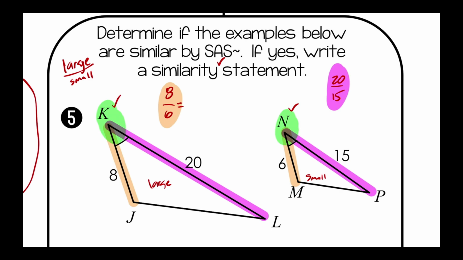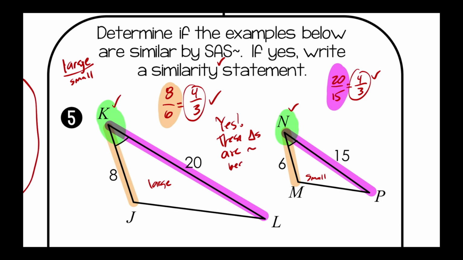So if I do 8 over 6 and divide by 2, that's 4 over 3. If I do 20 over 15 and divide those by 5, that's 4 over 3. And look at that, they are the same. So now we have two pairs of sides that are proportional, and we have the angle in between them equal, so we can say yes, these triangles are similar because of SAS similarity. Yay. That's all you got to do. You just got to find two pairs of sides that are proportional, have the same ratio, and then the angle in between them has to be congruent, and then you're done.